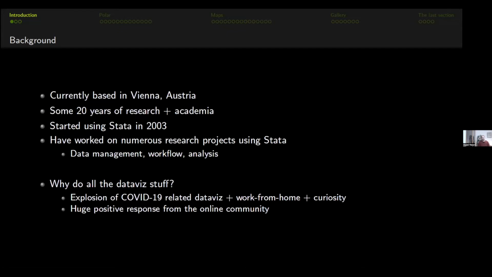So how did I get into all of this? Working from home in the first half of 2020, these visualizations were exploding and we were all stuck at home, and I was always pushing myself to do a bit more with Stata. I would say, okay, let's see how far we can go with this. The response was overwhelmingly positive. I started writing about this, and I also got positive responses about that, so I keep on going with this flow.